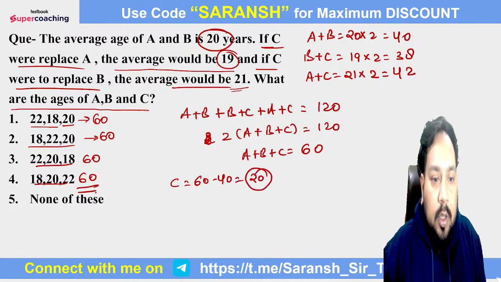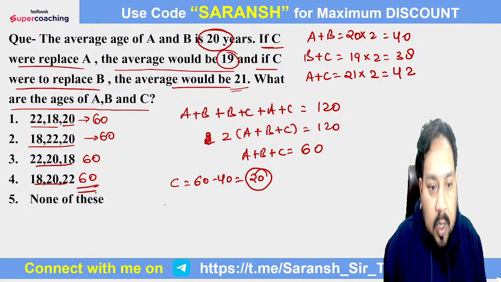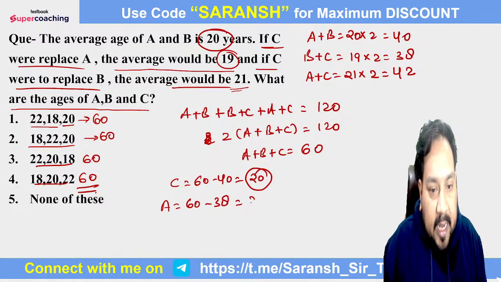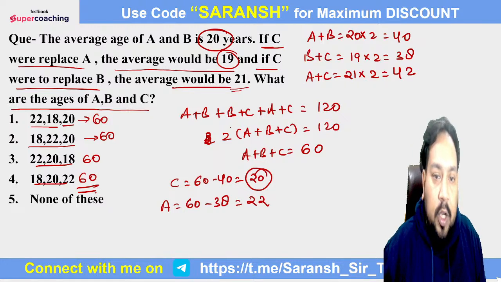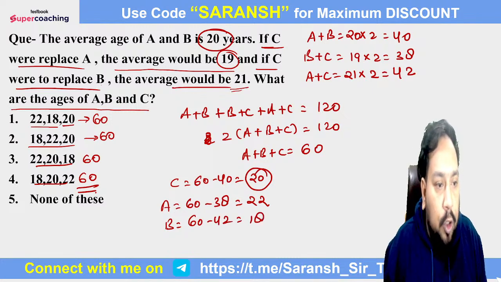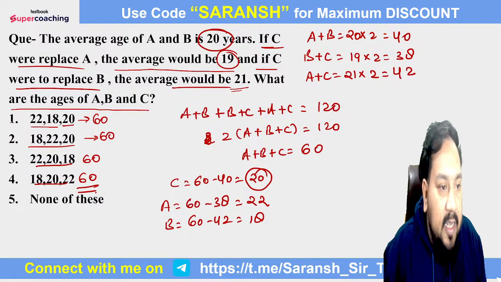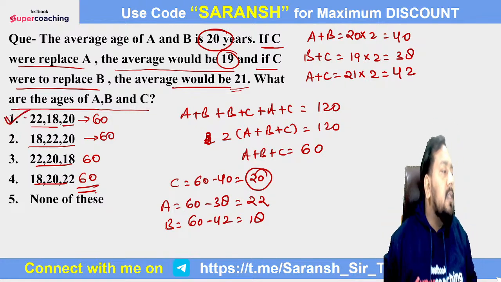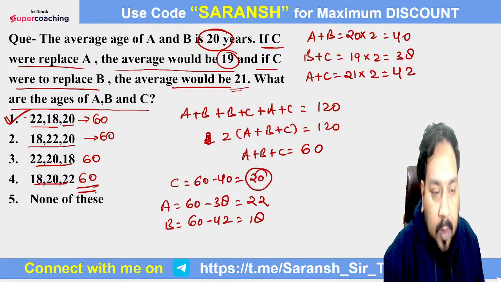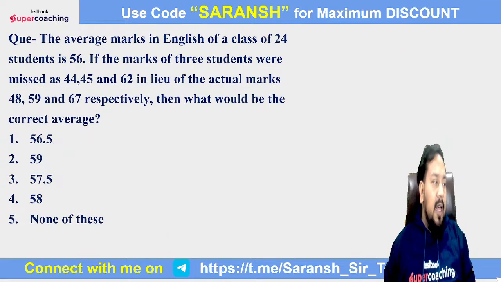Now put B plus C. Then A will be 60 minus 38, that is 22. And now put A plus C, then B will be 60 minus 42, that is 18. A is 22, B is 18, and C is 20. Option 1 is your correct answer. Quite simple. Now check out the last question of today.